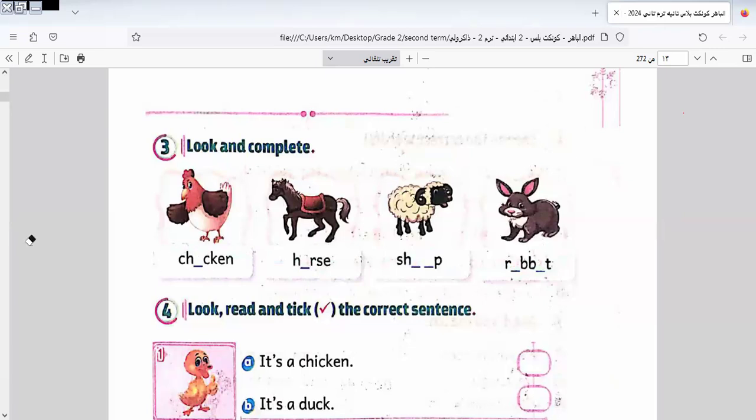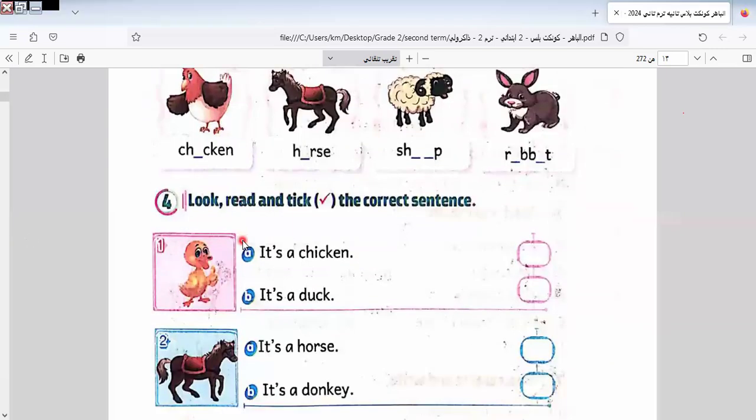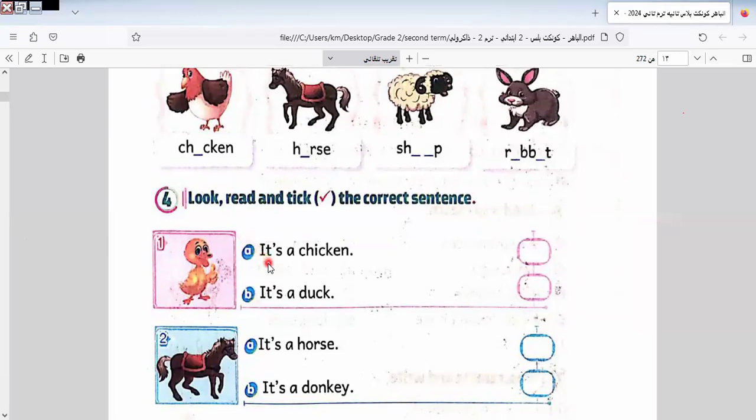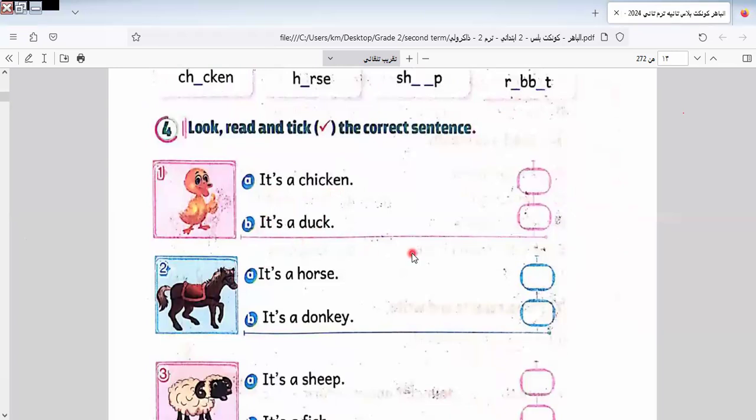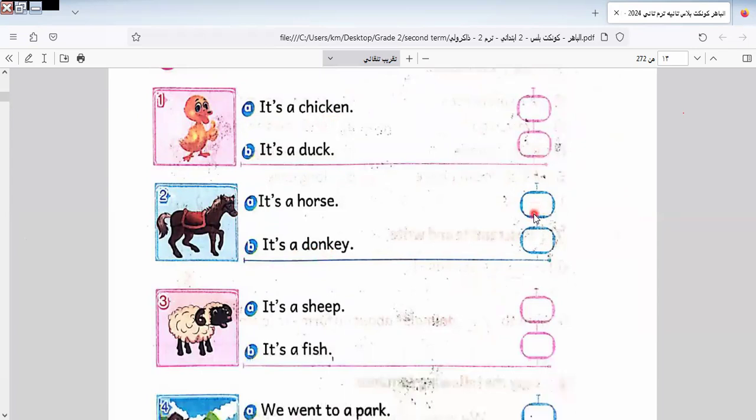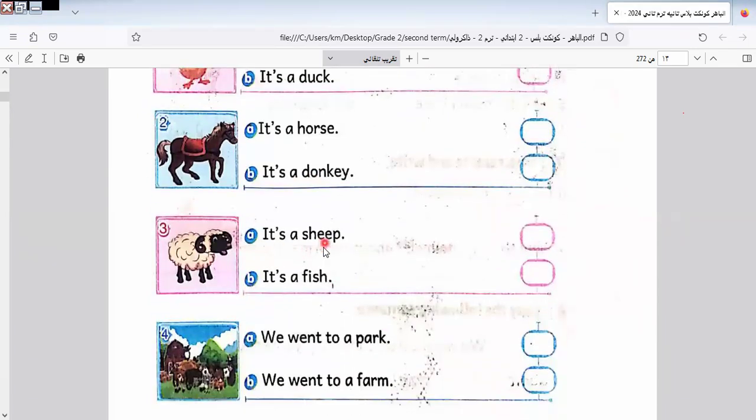If we have messed-up letters or unscrambled words, we must do it, but here we do it without keeping the vocab. Here we have it's a chicken or it's a duck? No, it's a duck, so I select this one. It's a horse or a donkey? No, it's a horse. It's a sheep or fish? No, it's a sheep. So I select this one.